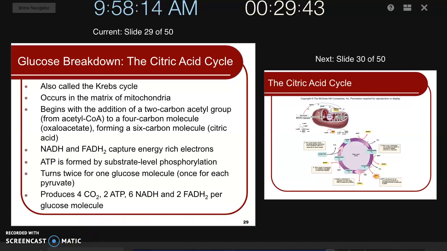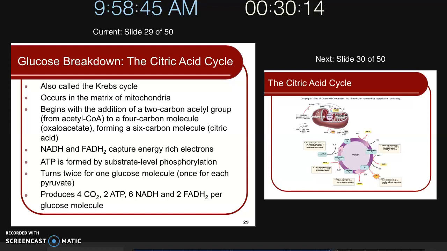Hans Krebs, the guy who discovered this. It occurs in the matrix of the mitochondria and begins with the addition of 2-carbon acetyl groups to form that acetyl-CoA, which combines with a 4-carbon molecule, forming a 6-carbon molecule, citric acid. The NADH and the FADH2 capture these energy-rich electrons, and ATP is formed by what's called substrate-level phosphorylation.